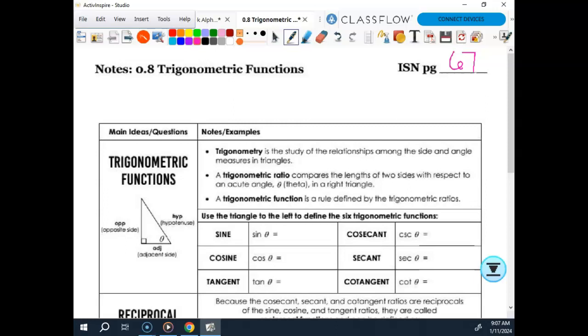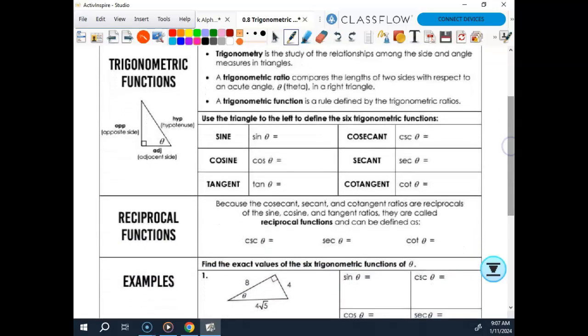So the word trigonometry means triangle measure. It's the study of the relationships among the side and angle measures in triangles. Notice it doesn't say right triangles, it says in triangles, because that's true, but then we use right triangles to kind of get us there.